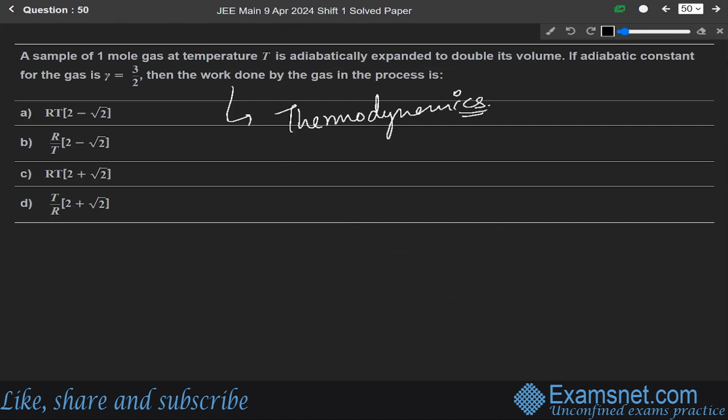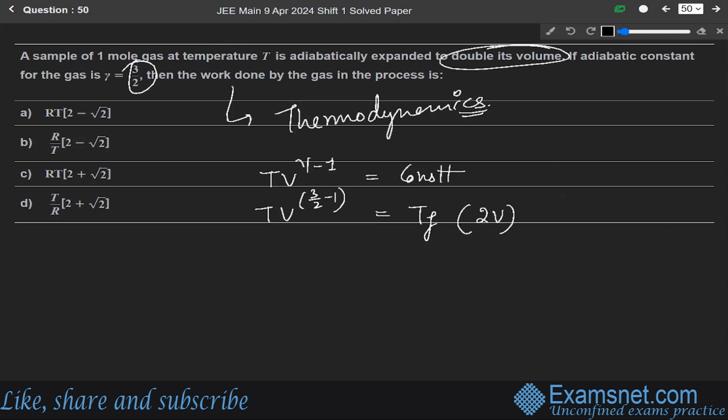Thermodynamics. We know that for an adiabatic expansion, TV^(γ-1) is constant. Here gamma is 3 by 2, the adiabatic constant. So TV^(3/2 - 1) initial will be equal to the final. The final temperature is TF, and the volume is becoming double, so 2V to the power 3/2 - 1.